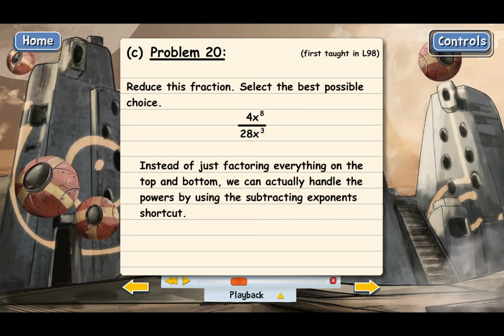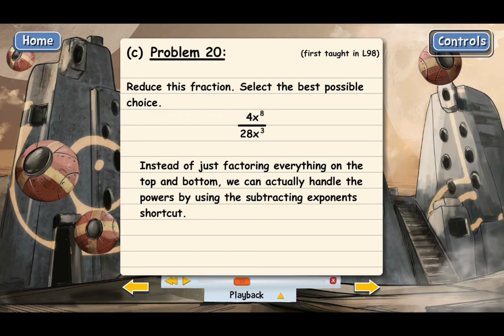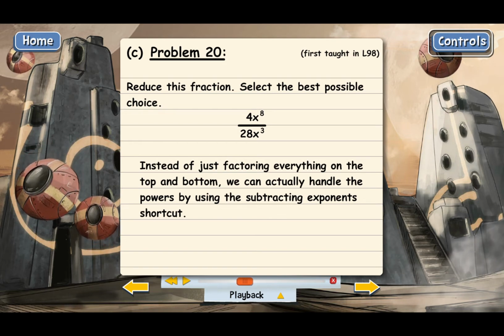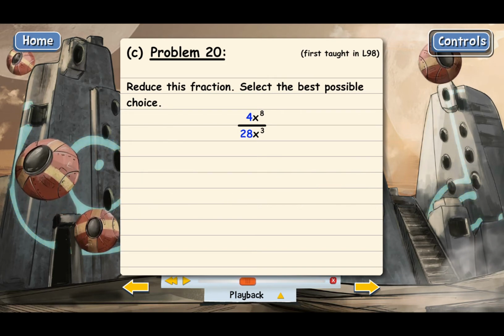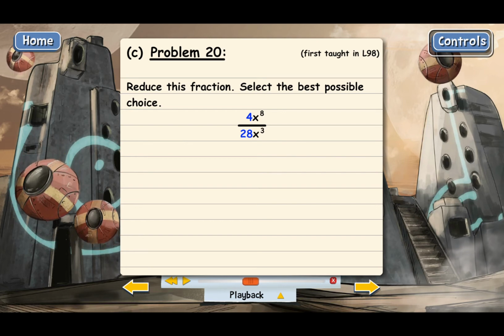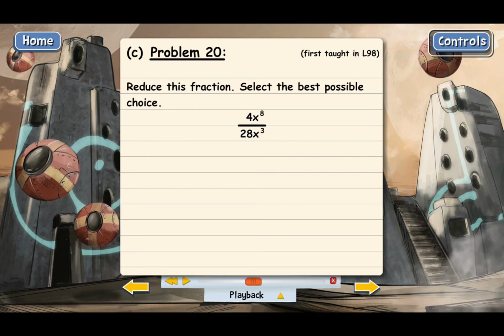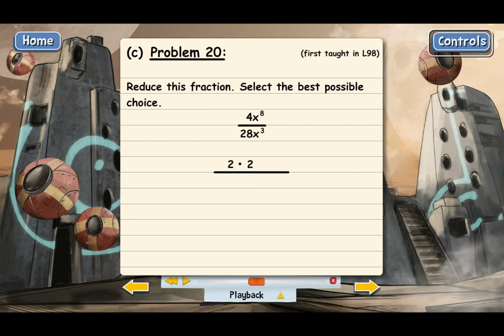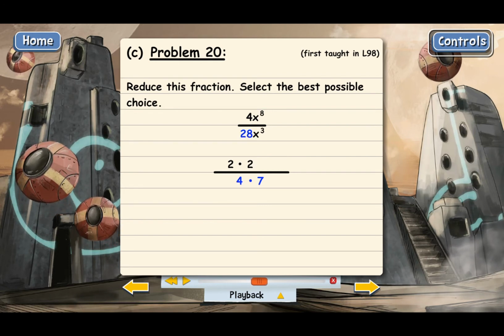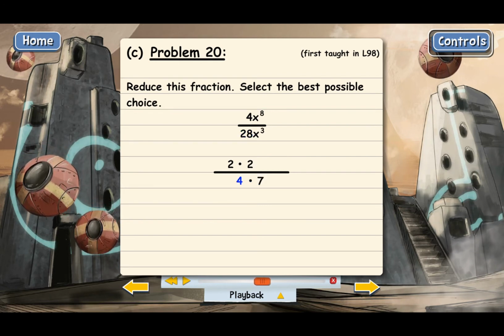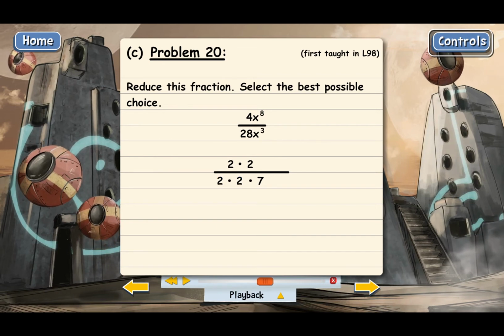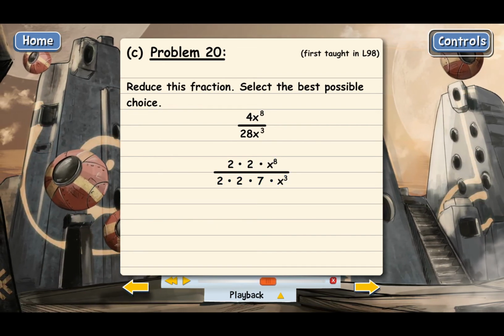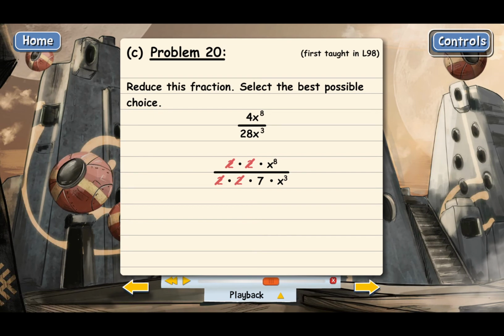Instead of doing it that way, we can actually handle the powers by using the subtracting exponent shortcut. But the numbers are handled in the same way, so let's go ahead and do those first. We want to break these down into primes. 4 is the same as 2 times 2, as I said, and then 28 is the same as 4 times 7, but then 4 can be broken down to 2 times 2. So that gives us this, and then now we can cancel a couple of pairs of 2's.